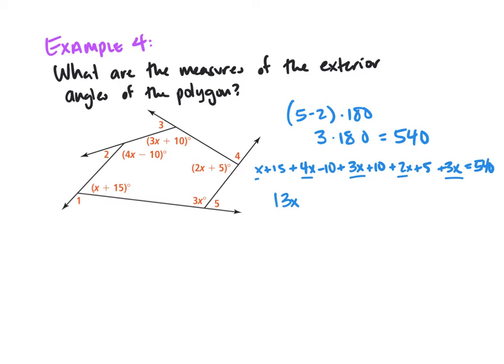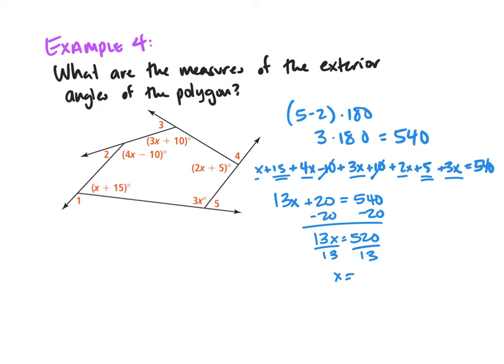Now let's combine all the constant terms, the terms without the x's. First of all, I notice that I have a minus 10 and a plus 10. Let's go ahead and cancel those out. That's going to leave me this 15 and this 5, so that's going to be plus 20, and that's going to end up equaling 540. Now I'm going to subtract 20 from each side. So 13x equals 520. And then I'm going to divide each side by 13. If I do 52 divided by 13 on my calculator real quick, I believe that's going to give me 40. So now x is equal to 40.